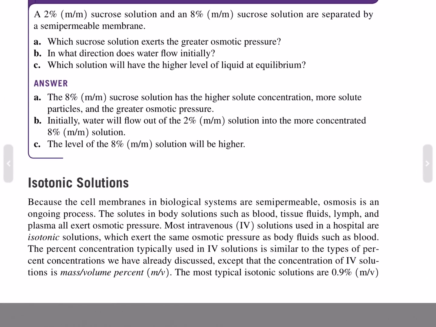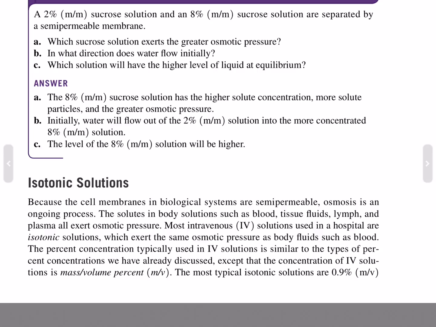Isotonic solutions. Because the cell membrane and biological systems are semipermeable, osmosis is an ongoing process. The solutes in body solutions such as blood, tissue, lymph, and plasma all exert osmotic pressure. Most IV solutions, intravenous, used in hospitals are isotonic solutions, which exert the same osmotic pressure as body fluids such as blood.